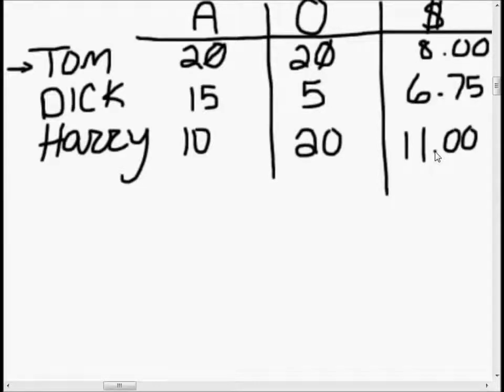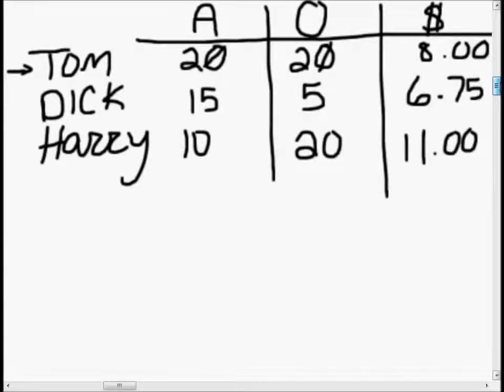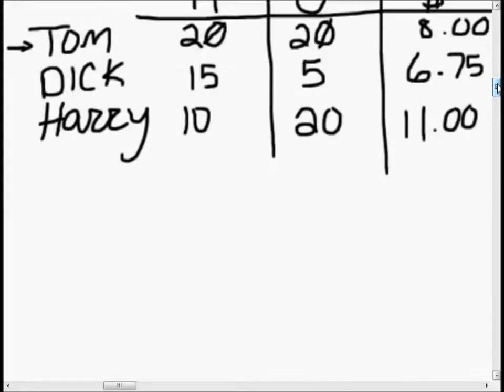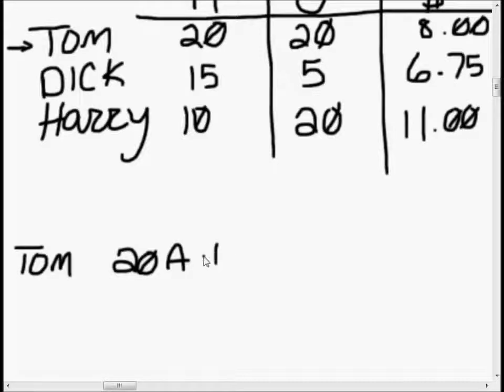Okay, so this may not seem like it, but they just gave us 3 different equations. So let's actually write them down like equations. So we have Tom. Tom's equation is 20 apples, and I said I was going to do slashes, and I meant it. So that's what those slashes mean. 20 apples plus 20 oranges equals $8. And we're just going to put 8.